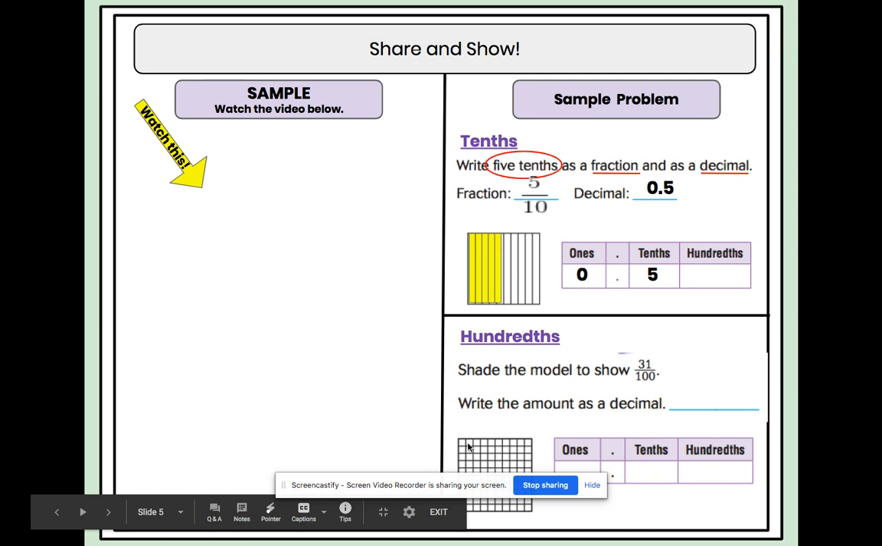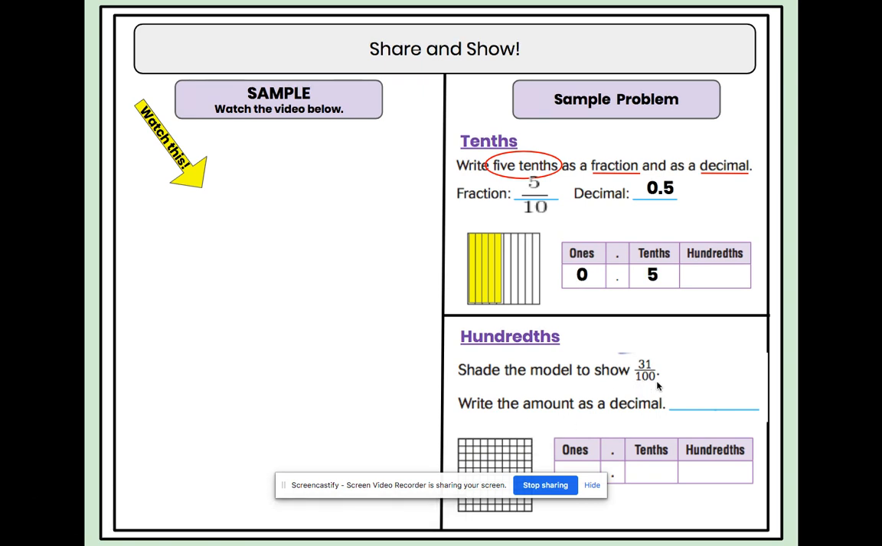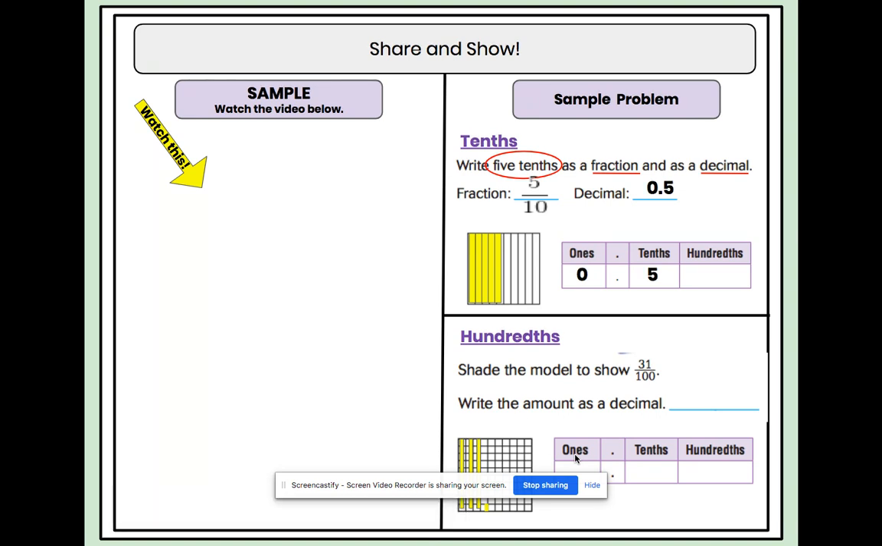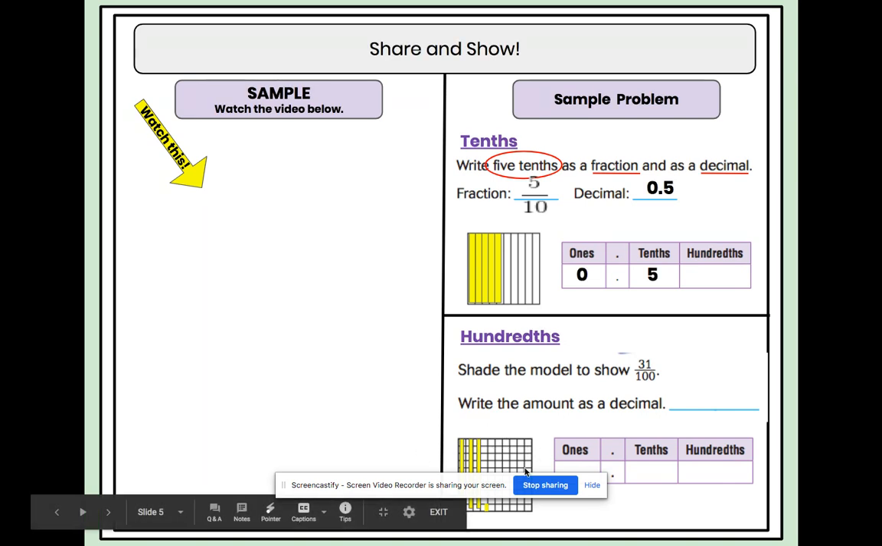So if I take my whole model down here, this is one whole, and inside of my whole, I have 100 equal pieces, or it's divided into hundredths. That's why my denominator is 100, because inside my whole has 100. So if I shade 31 of those hundredths, it would look like this. So when I come over to my place value, I do not have any ones because the whole is not shaded. So I have 0 ones again.